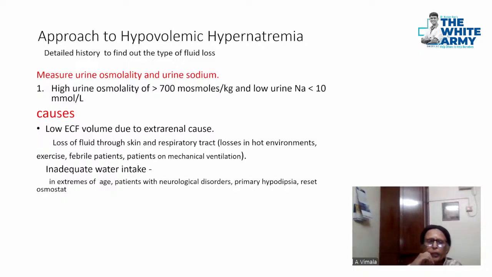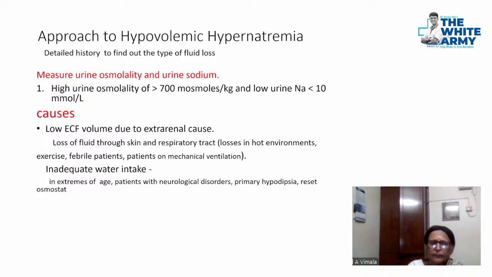So how will you approach hypovolemic hypernatremia? As in any other medical problem, a detailed history will enable you to find out what is the type of fluid that is lost and why this patient has developed hypernatremia. That is the most important thing. Time and again, we have all investigations, but nothing beats our clinical diagnosis and clinical knowledge after detailed history and physical examination. The most investigative modality we use is urine osmolality and urine sodium.